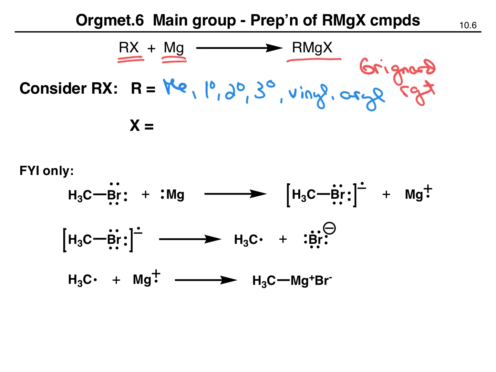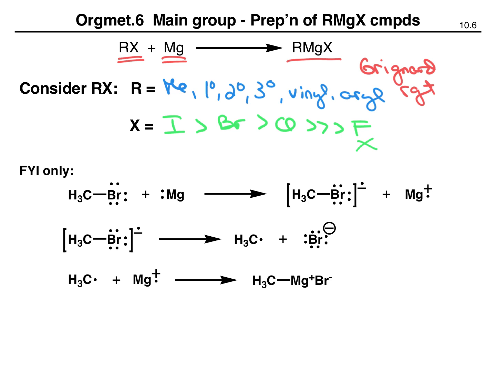When it comes to the halogen, iodides are much more reactive, more so than bromides, more so than chlorides, which are much, much more reactive than fluorides. So fluorides are not used.